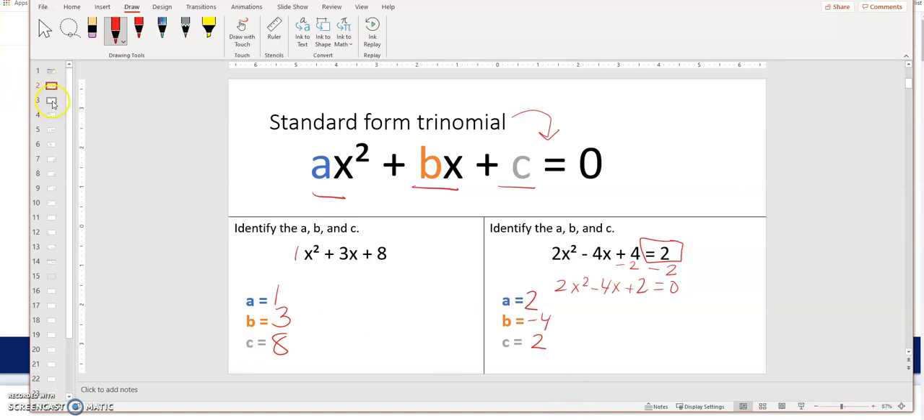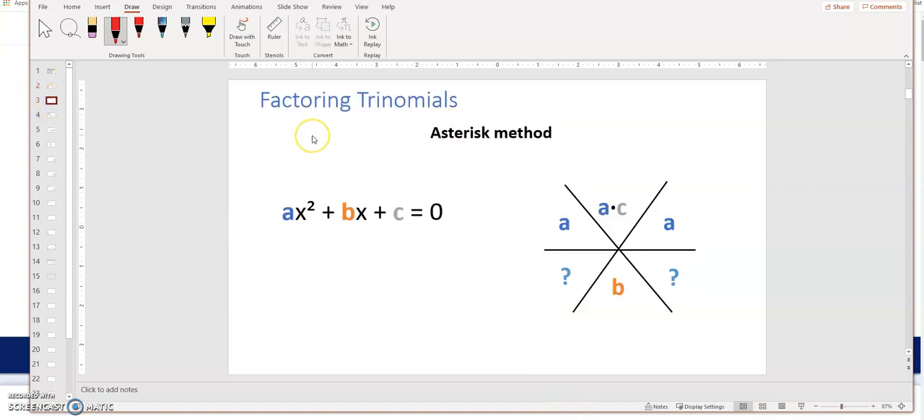All right, so we've done that, but what are we going to do with that? Well, now we're going to use that a, b, and c to factor using the Asterik method. So Asterik, if you look on your computer, if you hit the shift button and then the number 8, it gives you that little star. That's what we're calling an asterisk.